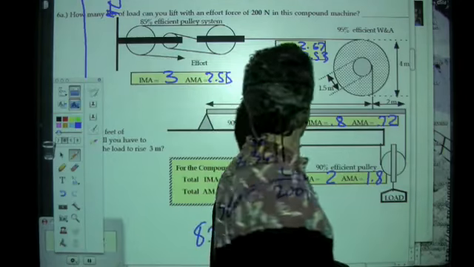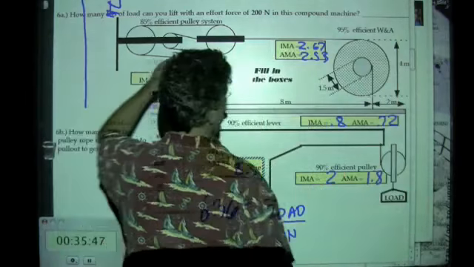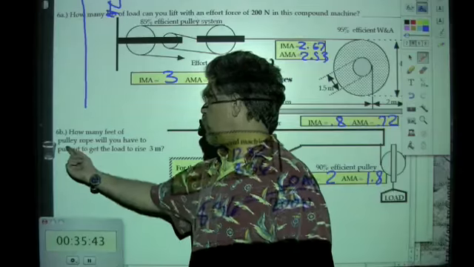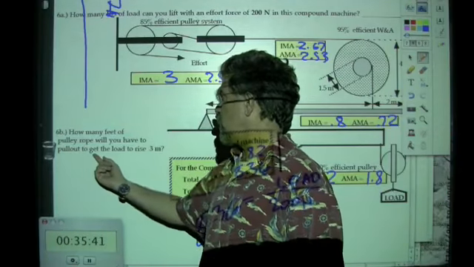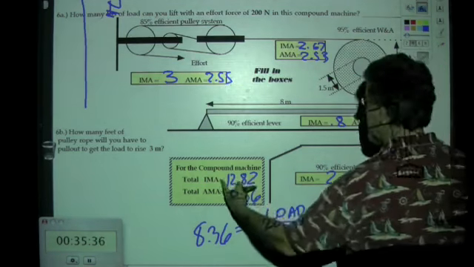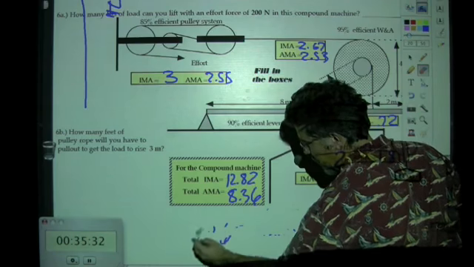And then let's go down, and another question is down here. Don't forget this question. And this says, how many feet of a pulley rope do we have to pull out to get the load to rise 3 meters? Well, now we're dealing with IMA.